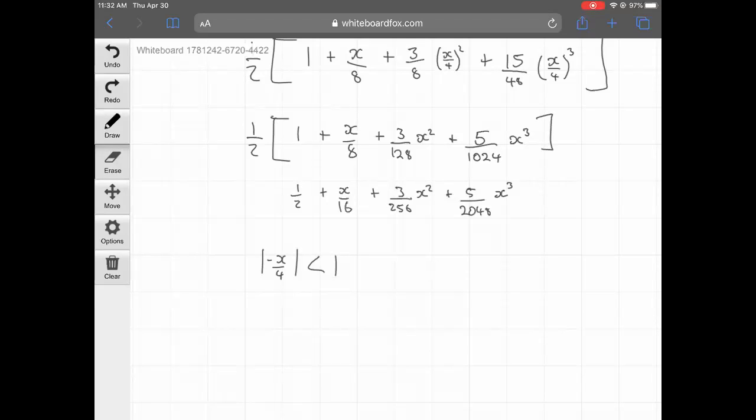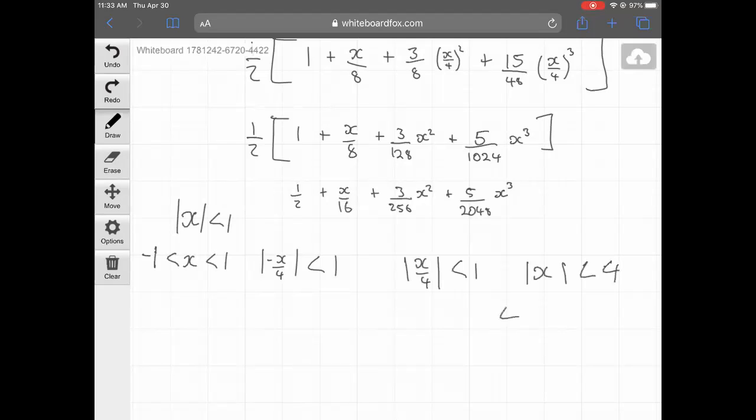For an infinite series to converge, x has to be a fraction. So just remember that mod x is less than 1, which is basically saying that x is between minus 1 and 1. That's the answer, right? So our x is minus x over 4. We just need to make x the subject. We can ignore the negative sign because it's a modulus function. So this is really saying the modulus of x over 4 is less than 1. So the modulus of x is less than 4, which means that x is between minus 4 and 4.